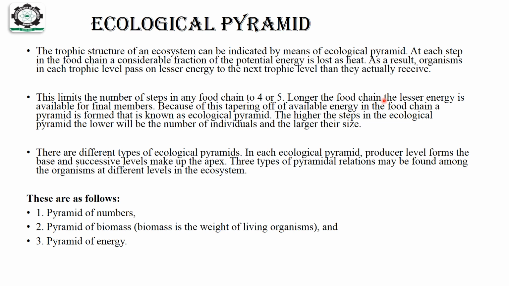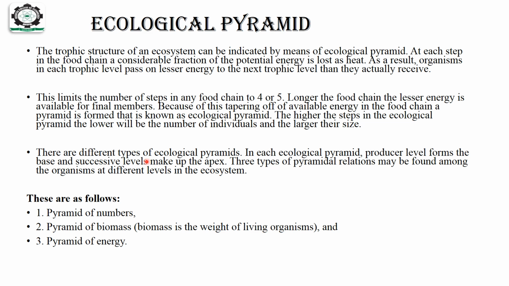The longer the food chain, the less energy is available for the final members. Because of this tapering off of available energy in the food chain, a pyramid is formed that is known as an ecological pyramid. The higher the steps in the ecological pyramid, the lower will be the number of individuals and the larger their size.